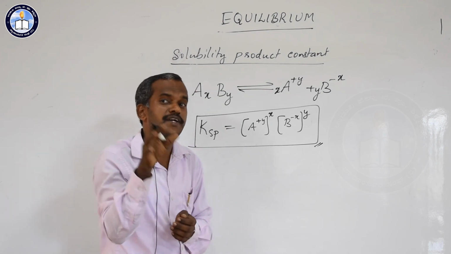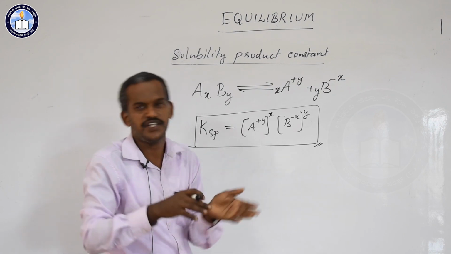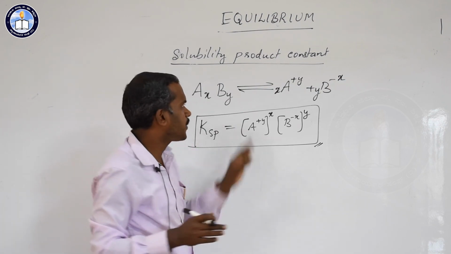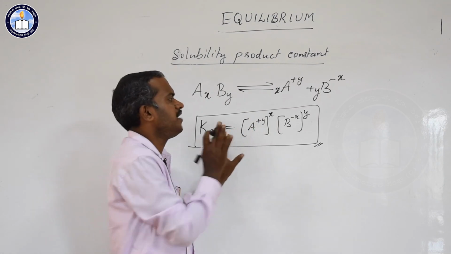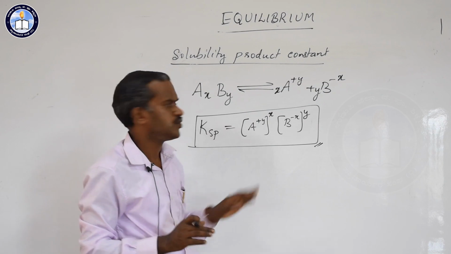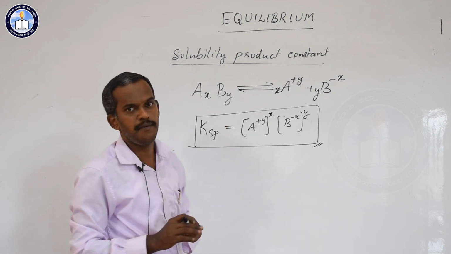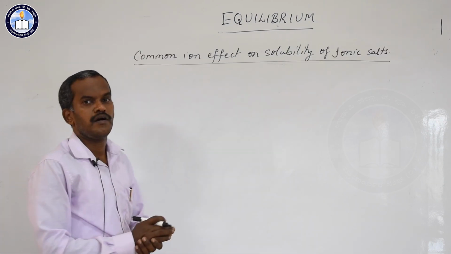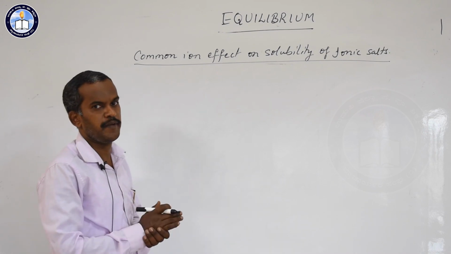Okay, but depending on the type of salt, is it AB, is it A2B, AB2, you can go for simplification like this and you can easily get the expression for solubility product. Are you clear? So this is easy about solubility product constant. Students, we are in the last part of the equilibrium now.